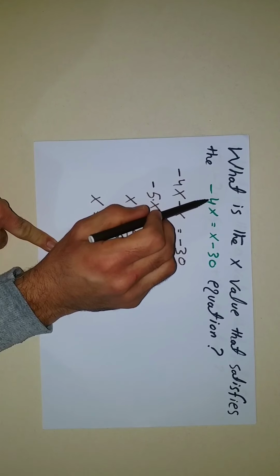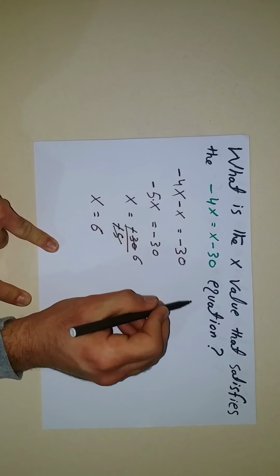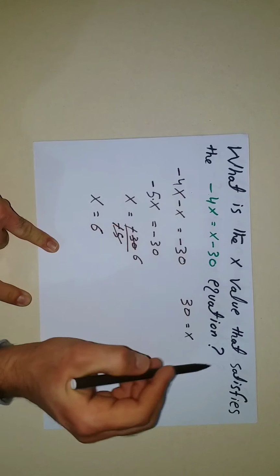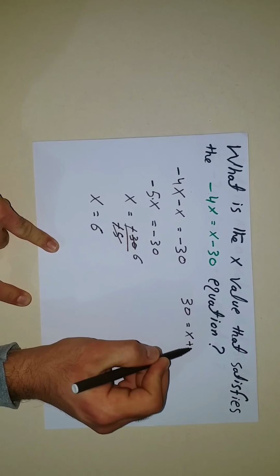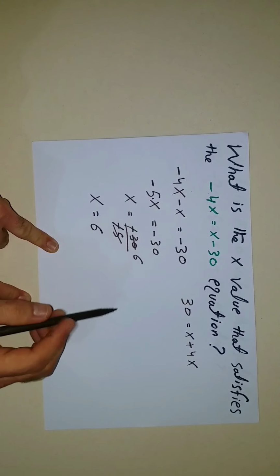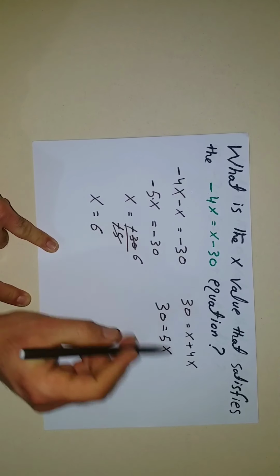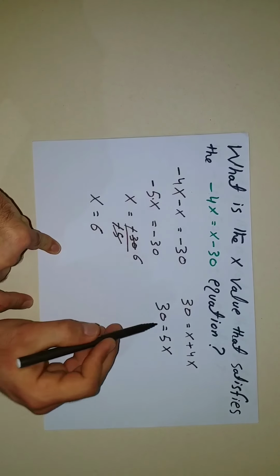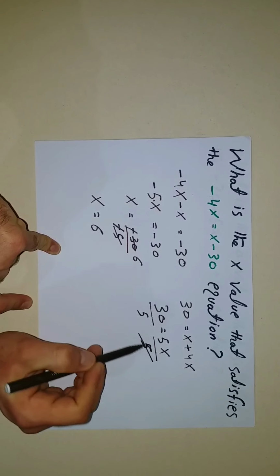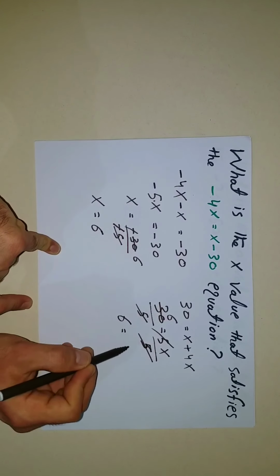If I transfer this minus 4x to the other side and 30 to this side, minus 30 will be plus 30, and x will remain like this, and minus 4x I will transfer to the other side, it will be plus 4x. It is in minus, on the other side it will go as a plus. So 30 is equal to 5x, and if I divide both sides by 5, this 5 will cancel each other, and 5 ones are 5, 5 sixes are 30. 6 is equal to x.